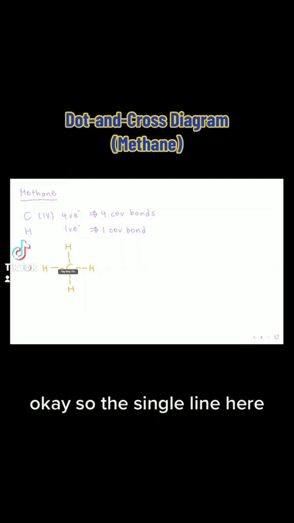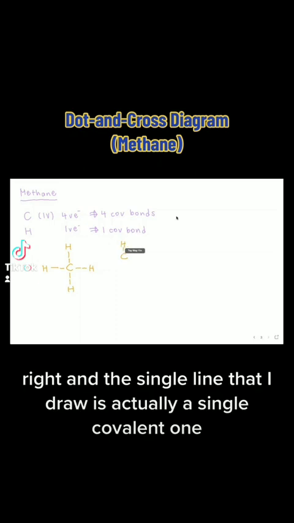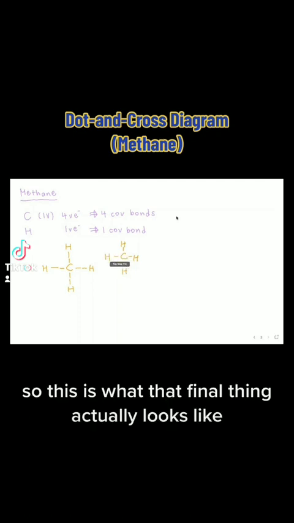So the single line here, if we are to summarize the overall diagram, it would look somewhat like this. And the single line that I draw is actually a single covalent bond. Can you see that? So this is what that final thing actually looks like.